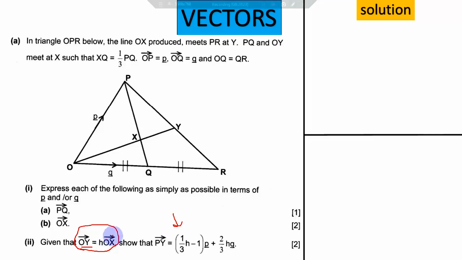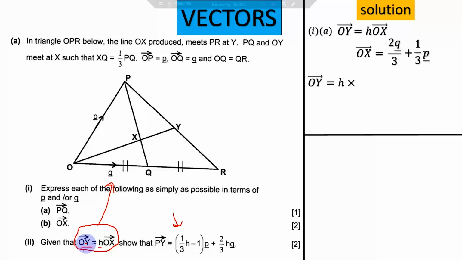Let us first of all find vector OY. So vector OY, we are not going to use directions there. We've been given that you multiply H with vector OX, then that will give you OY. So let us multiply H with vector OX. We found OX, okay? So OX is 2Q over 3 plus 1 over 3P. That is our OX. Now multiply it with H.